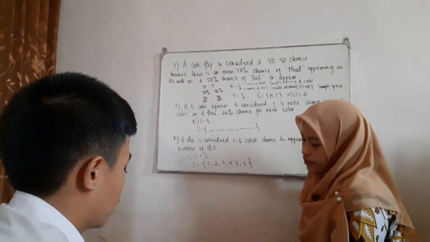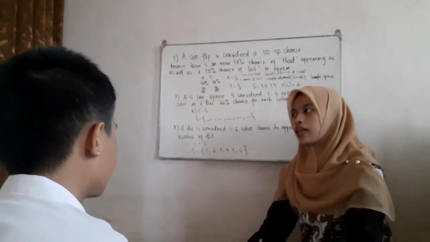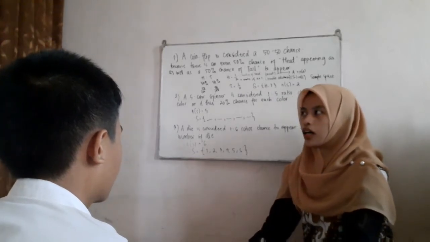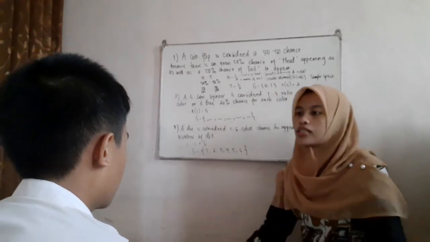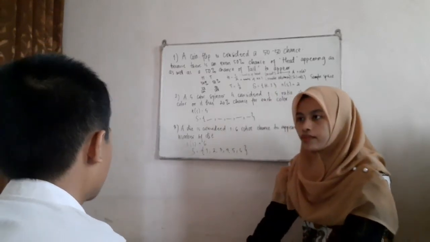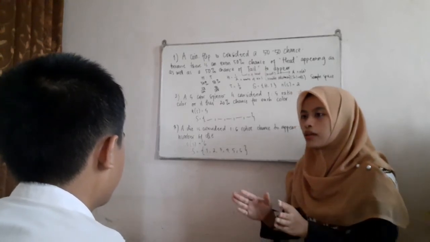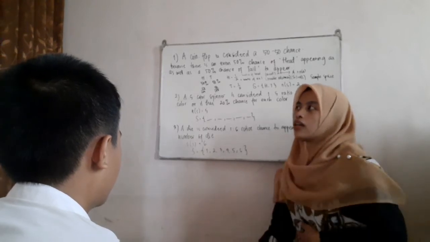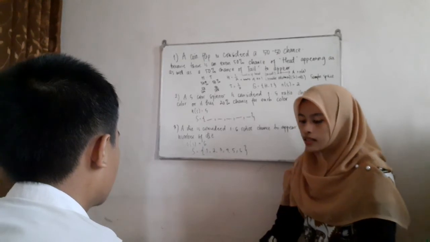I have a question for you. If we toss two coins, how many possible outcomes are in the sample space? Two, isn't it, Miss? Two. So you think it has the sample space of tossing one coin, right? So to answer that, let's imagine this.